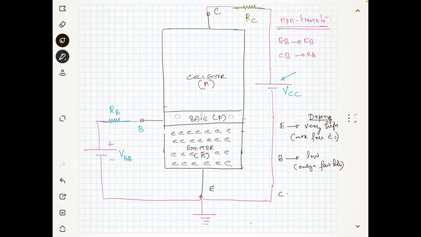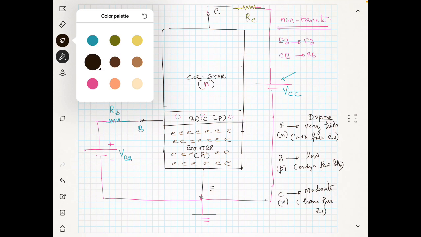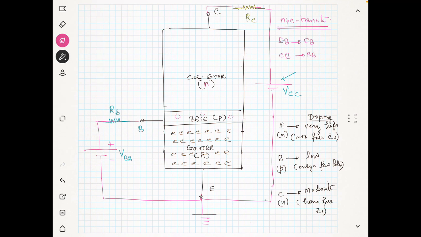And the last one is nothing but the collector. The doping at the collector is usually moderate. That means it has some free electrons, because we are talking about an n-type semiconductor here, p-type here, and n-type at the collector. That's why I am showing only very few holes at the base. You can see I am just showing just 3 holes at the base, just for your understanding.